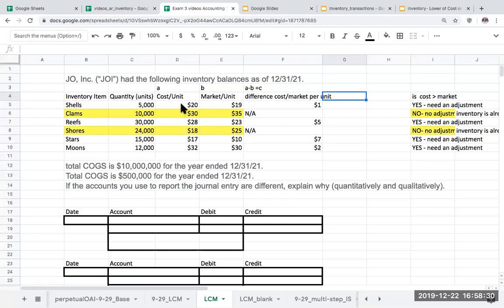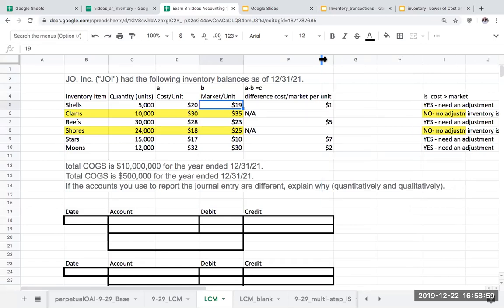Now, my goal is that for these non-highlighted items, I need to show my inventory at the lower of cost or market. Again, this is for a lower division financial accounting class. I give you the market value. We're not doing replacement cost versus net realizable value minus a normal profit margin, or net realizable value. I'm giving you the market. So this is on a per unit basis.